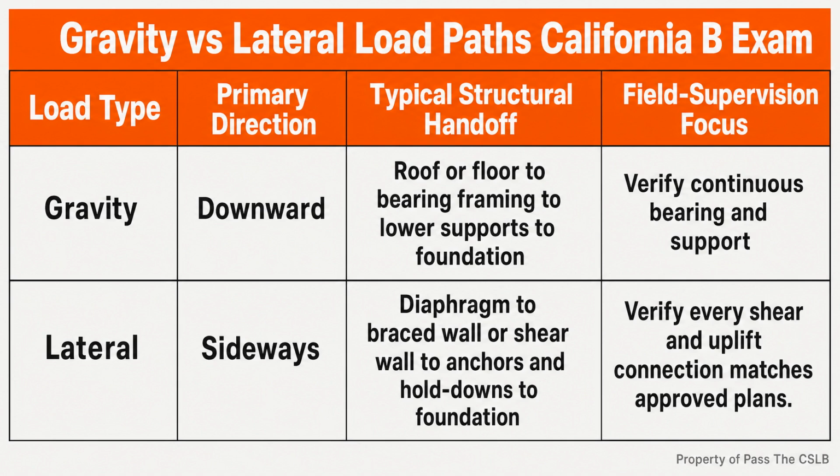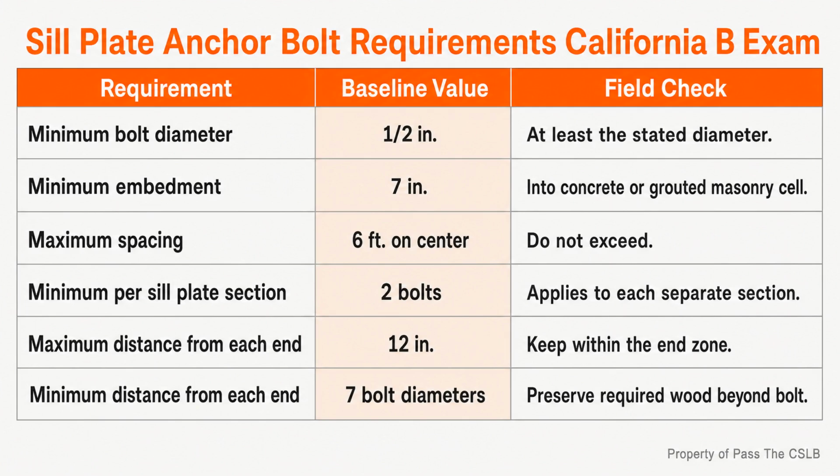The sill plate connection is the last wood-to-concrete handoff in a typical wood frame path, and the baseline anchor bolt numbers are worth knowing exactly. California Residential Code Section R403.1.6 provides the statewide residential baseline addressed in this lesson. The reference begins with a minimum anchor bolt diameter of 1/2 inch.